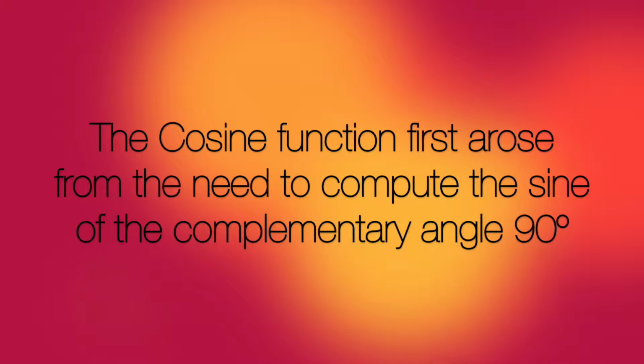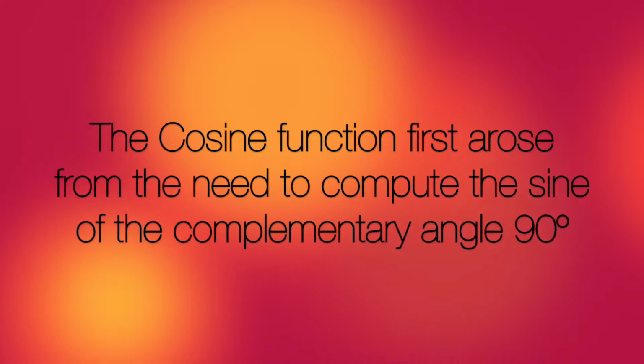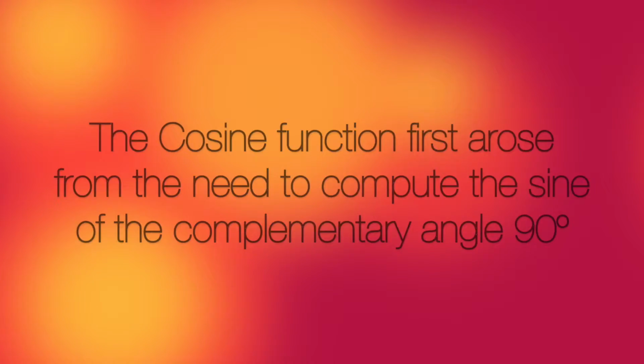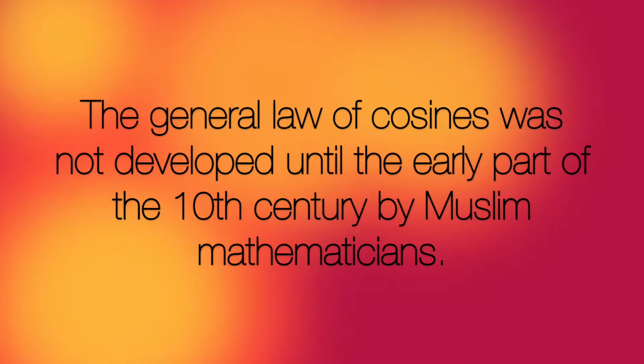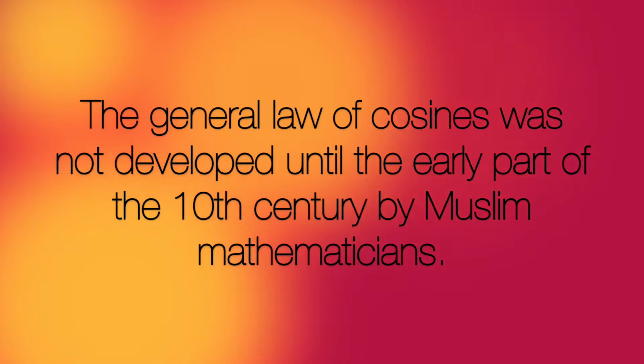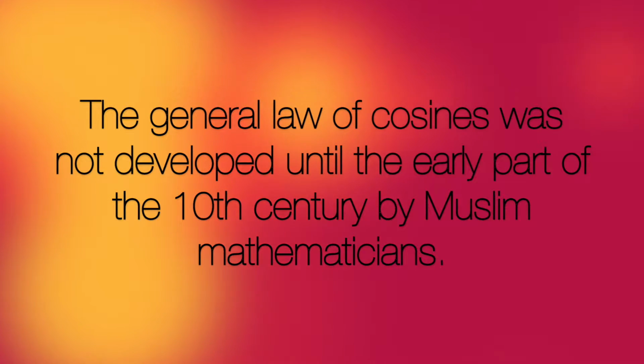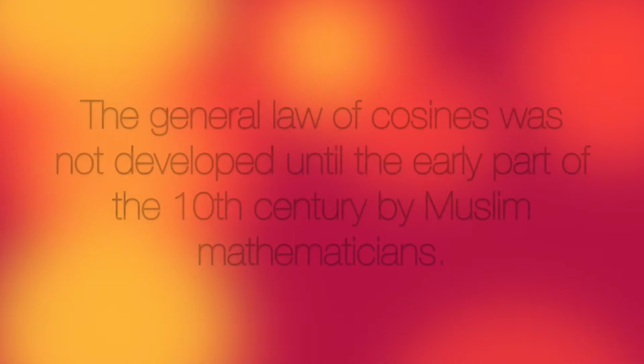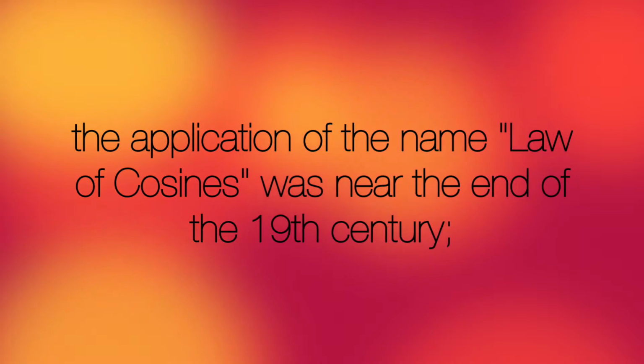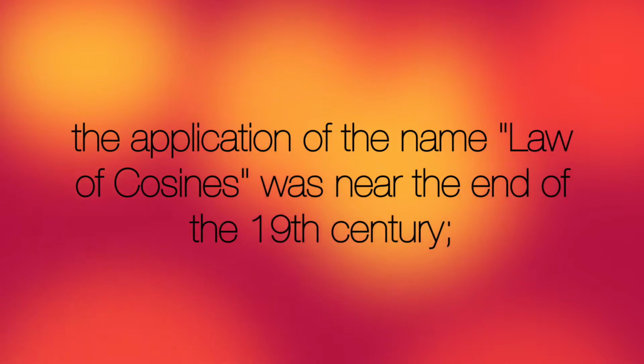The cosine function first arose from the need to compute the sine of the complementary angle at 90 degrees. The general law of cosines was not developed until the early part of the 10th century by Muslim mathematicians. The application of the name law of cosines was near the end of the 19th century.